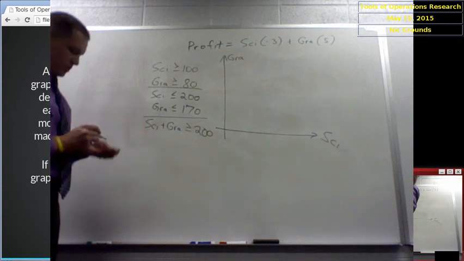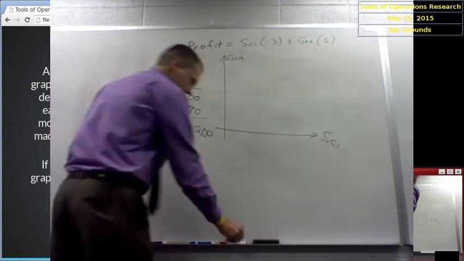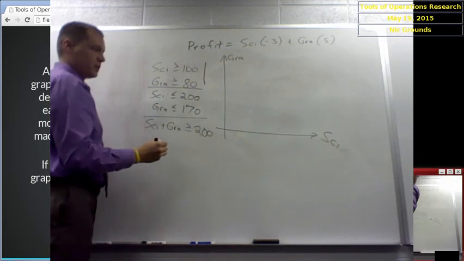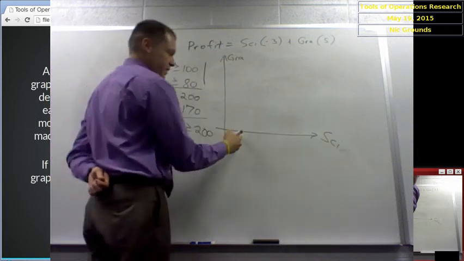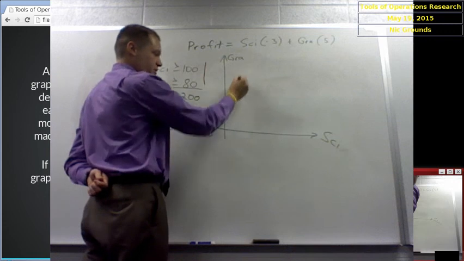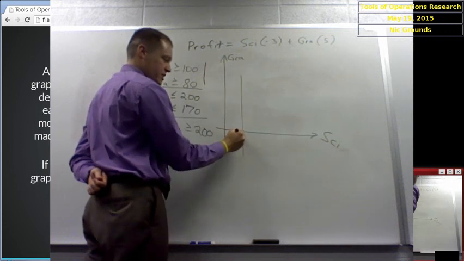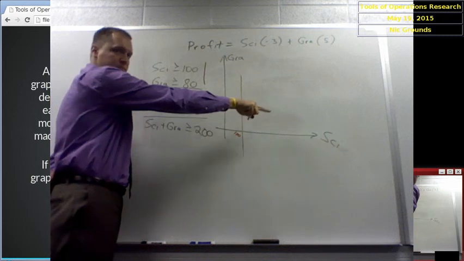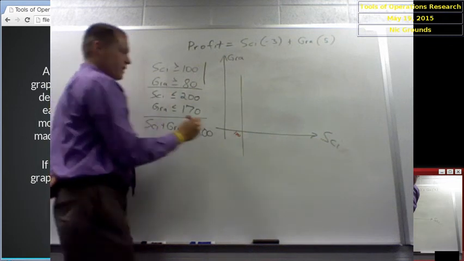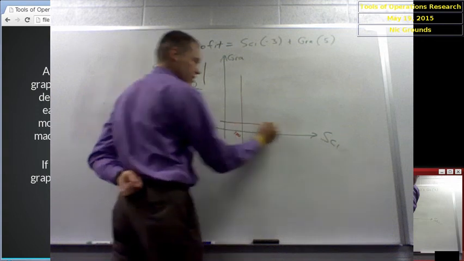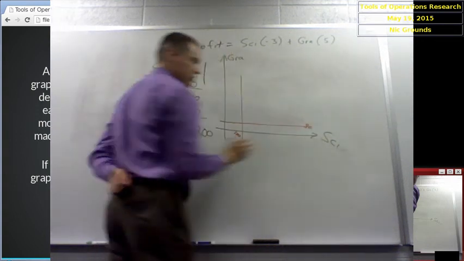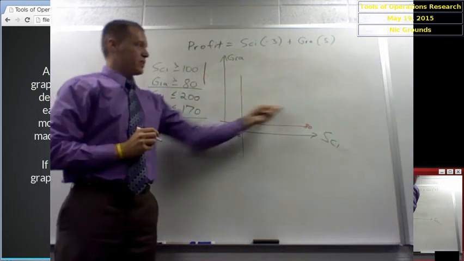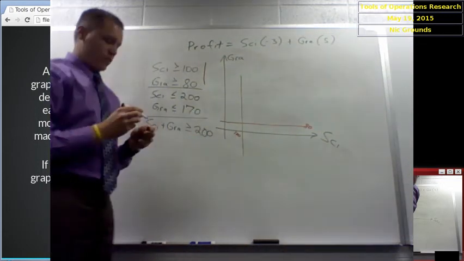All right. So let's start graphing these constraints. I'm going to represent these first 2 constraints in red. The number of scientific calculators must be greater than or equal to 100. So we'll say that's 100 right there. You can't go to the left of that line. Number of graphing calculators must be at least 80. So we'll represent that by that line. So we have to be somewhere in this space here, according to our red.